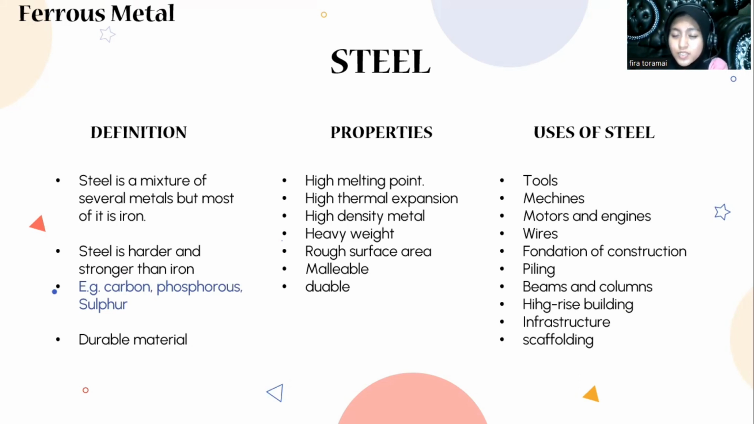Okay, next is properties of steel. First is high melting point, high thermal expansion, high density metal, heavy weight, rough surface area, and yeah, others. And then the last is use of steel.